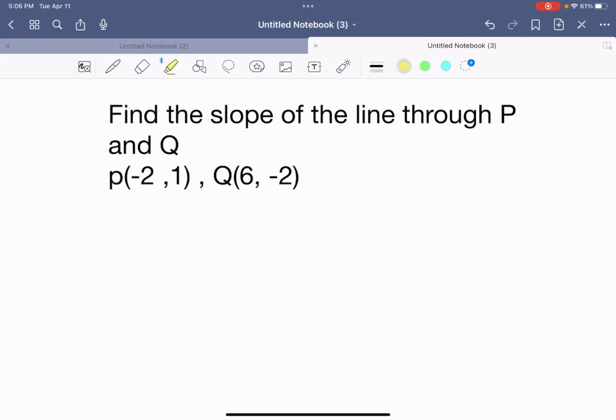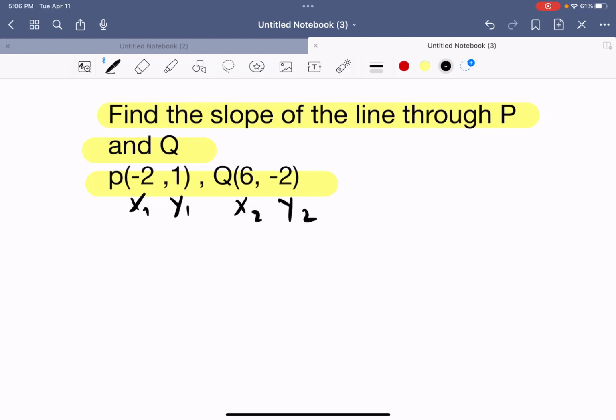Okay, so today we're gonna find the slope of the line through 2 points P and Q. So we have P (-2, 1), and Q is (6, -2). So here we have -2 is your x sub 1, 1 is y sub 1, 6 is your x sub 2, and -2 is y sub 2.